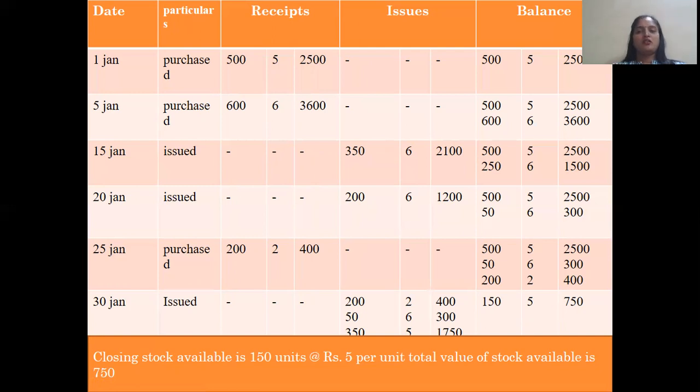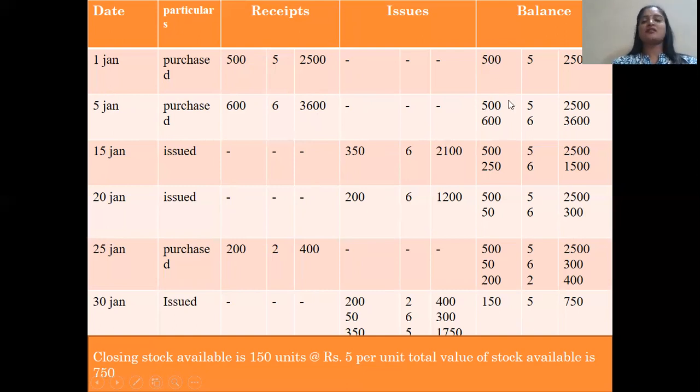500 units, cost per unit is 5, amounting to 2500. On 5th Jan, purchased 600 units. Cost per unit is 6 and amounted to 3600. Next, what is the balance available?